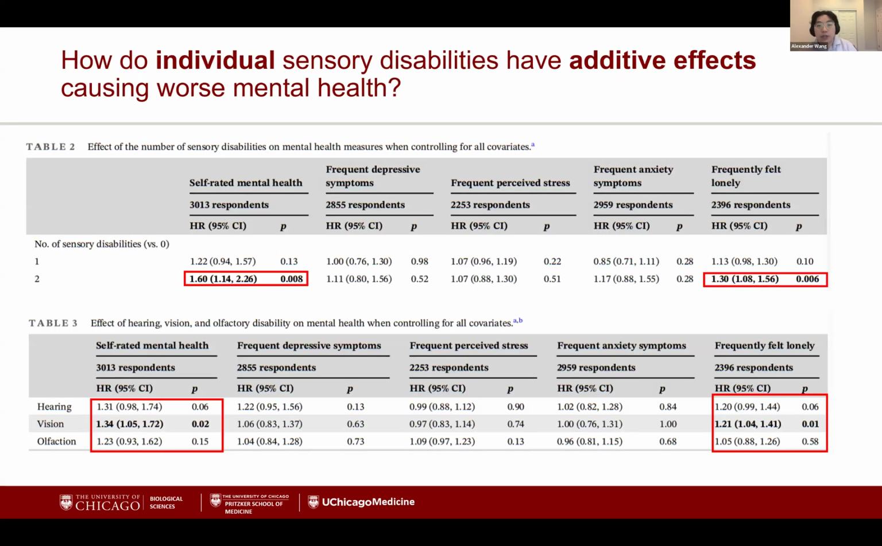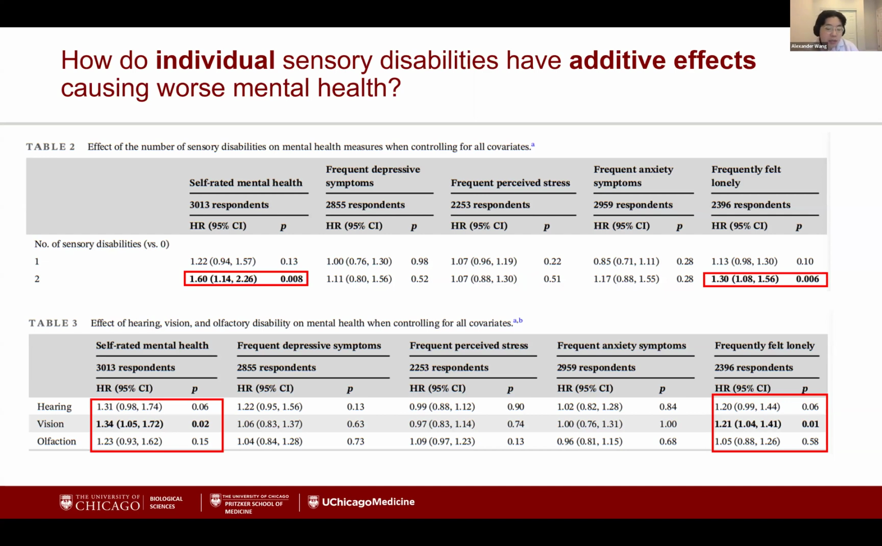How do the individual disabilities have an additive effect? Here are the two tables with some of our models, and we see that dose-dependent response for the number of sensory disabilities. But when we look at the individual senses, it's not really as clear how the additive effects impact mental health. I mentioned vision, but hearing is probably the one that looks like it's trending towards significance, but it's just below that p equals 0.05 threshold that many in the scientific community feel is the marker of significance, right?